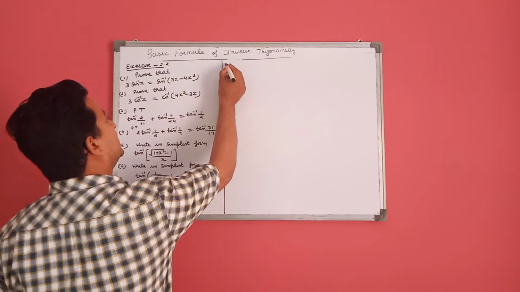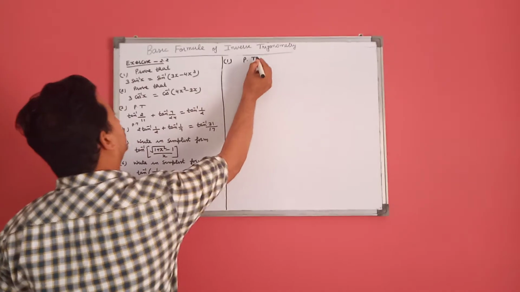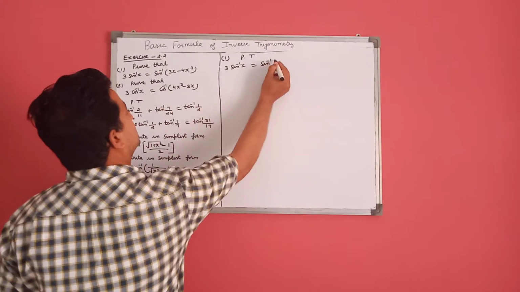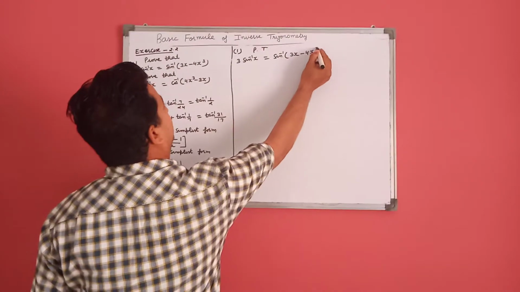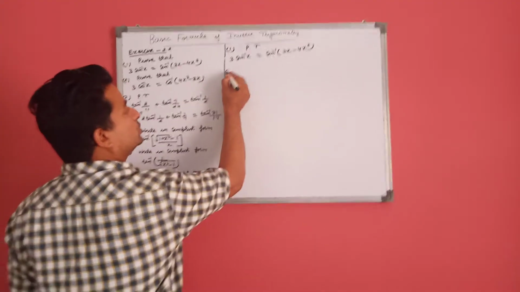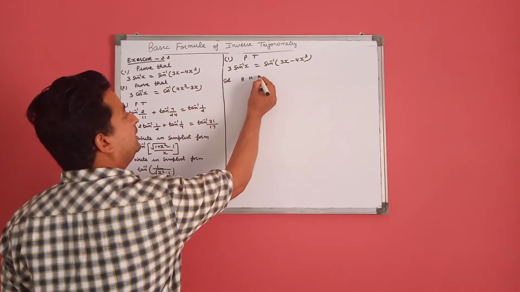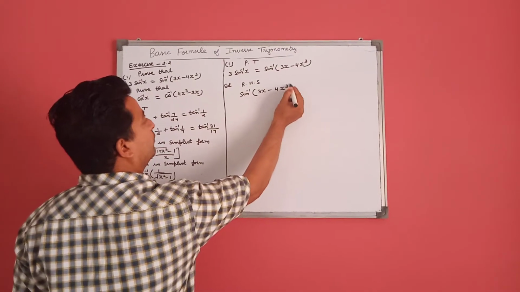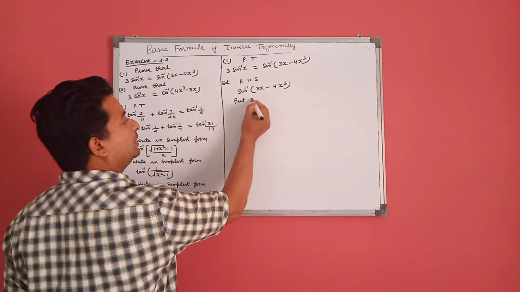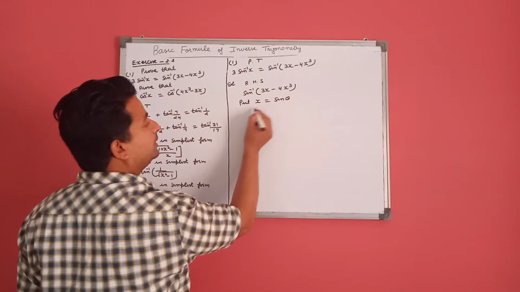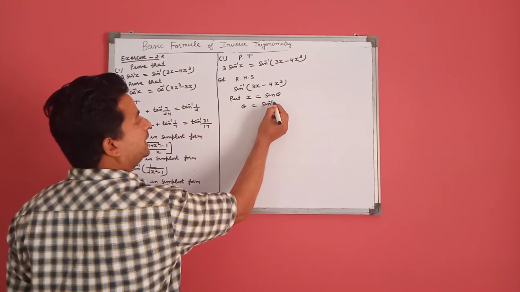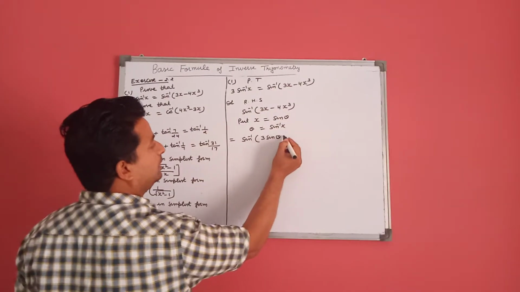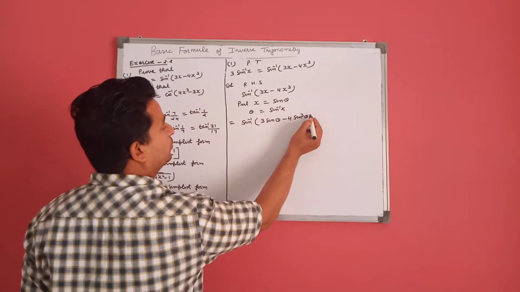In this exercise we have question number 1, which is prove that 3 sin inverse x equals sin inverse of 3x minus 4x cube. To solve this question, we take the right hand side, that is sin inverse of 3x minus 4x cube. Put x equal to sin theta, then theta is sin inverse x. So this becomes sin inverse of 3 sin theta minus 4 sin cube theta.